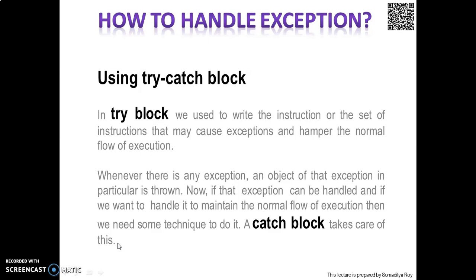And how will it work? We will put all those instructions where we think there can be a chance of exception in the try block, and if the exception occurs, then the system will create an object of that exception and throw that object, and the catch block eventually catches that object, handles the exception, and maintains the normal flow of execution.